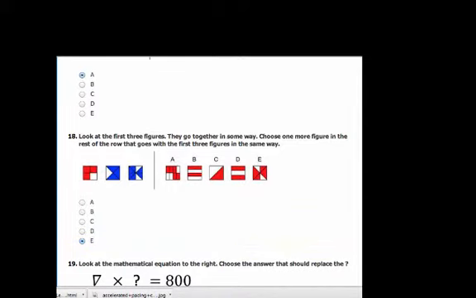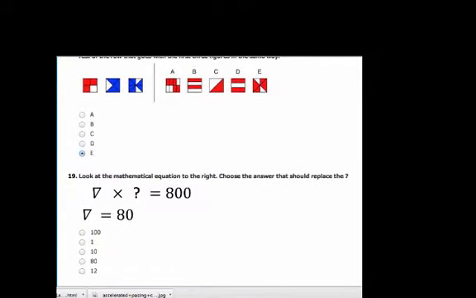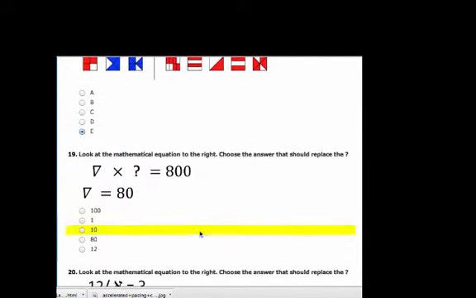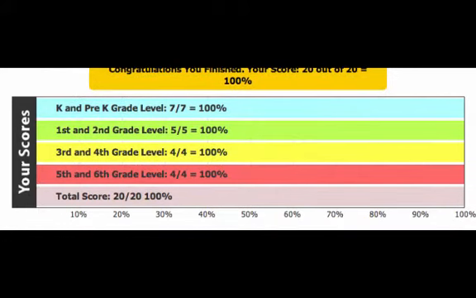The next is a math equation. Triangle times something equals 800. If triangle is 80, what would go in the question mark? Clearly that's 10, because 10 times 80 is 800. And on the next one, 12 over n, if n is equal to 4, then the answer to that question would be 3. These are examples of questions that a student might see when he's taking the COGAT test.